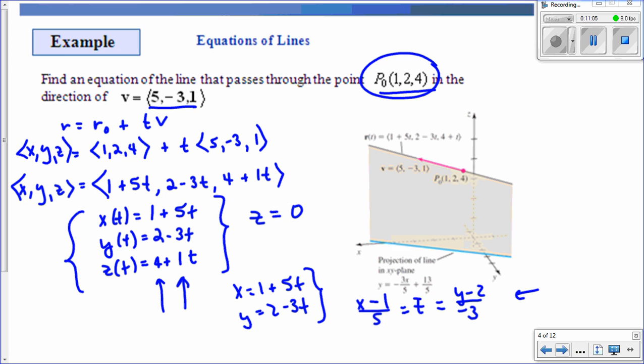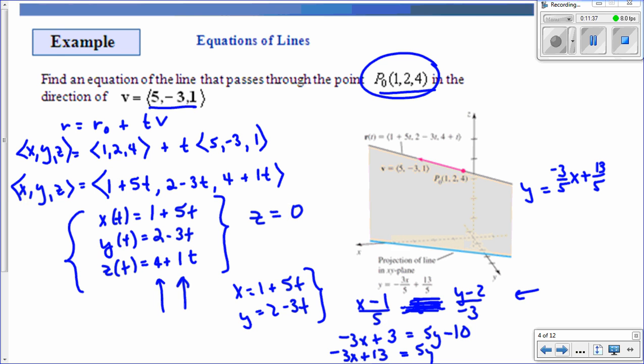Now, let's omit this t here in the middle and actually just write an equation that has x's and y's. I'm going to multiply through by negative 15, so I'll have negative 3x plus 3 equal to 5y minus 10. Now, you can also think of that as cross multiplying. Then solving for y, we have 5y equal to minus 3x plus 13. So that means that y would equal minus 3/5 x plus 13/5. And that's the equation in the xy plane. It's like the shadow of that line up in space.